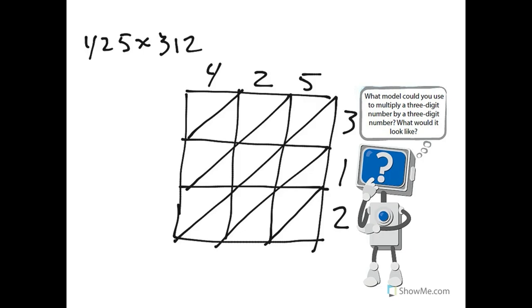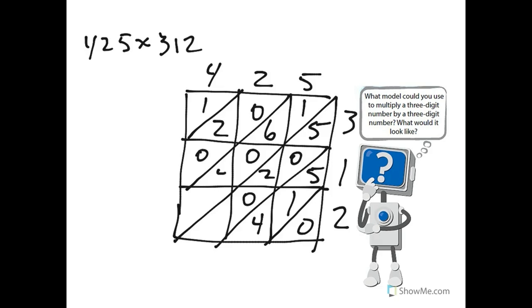So 5 times 3 is 15. 5 times 1 is 5. 5 times 2 is 10. 2 times 3 is 6. 2 times 1 is 2. 2 times 4 is 8. 4 times 3 is 12. 4 times 1 is 4. 4 times 2 is 8.